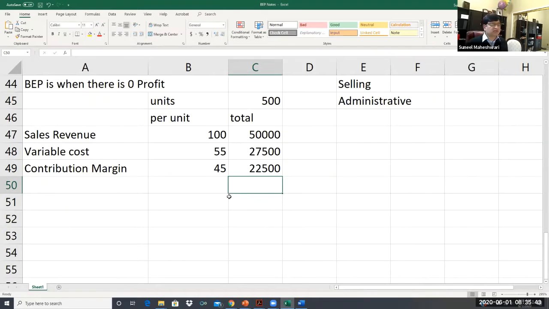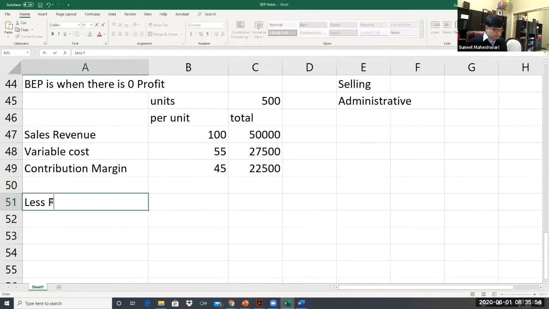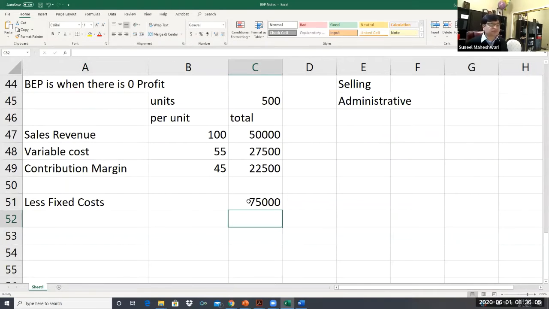Now, at this time, we have got the variable cost, we have got the contribution margin. Now, let's say we have got some fixed costs. Say we have got fixed cost of $75,000. Now, question for everyone, how many units do you need to sell to meet the fixed cost? To cover your fixed cost, how many units do you need to sell?